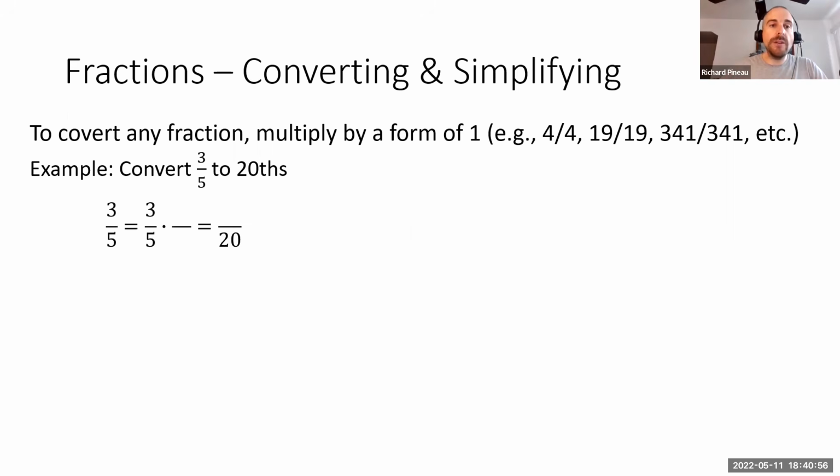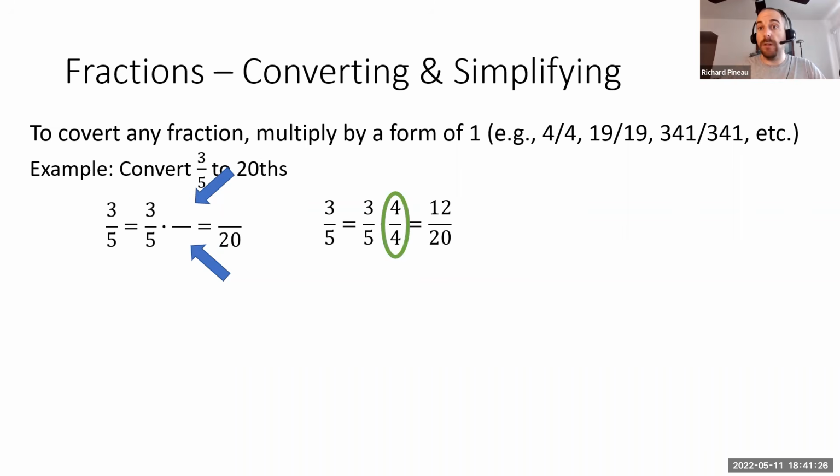So how do I do this? Well, what we do is we write the setup as 3/5 is equal to 3/5 times something equals something over 20. Now, the reason I know that denominator is a 20 is because it tells me we're converting to 20ths. So what I need to figure out then is what's the form of 1? So the easy way to do this is to look at what is 5 times what equals 20. The answer to that is 4. So the 4 over 4 here is actually the form of 1 that we're multiplying by. So we do the numerator and we notice that 3 times 4 is 12. So 3/5 is equal to 12 20ths.